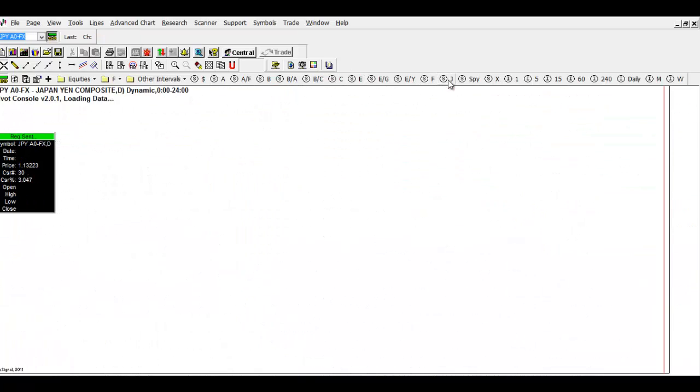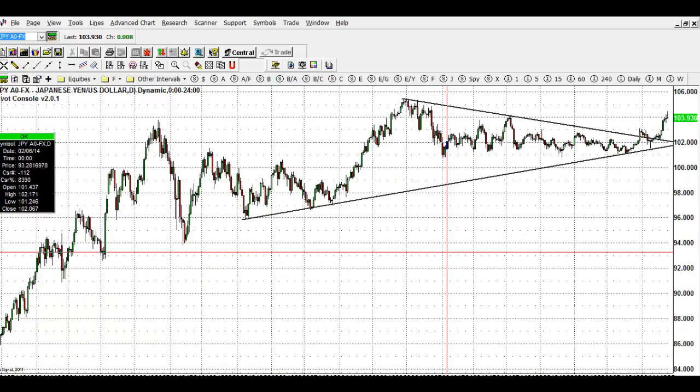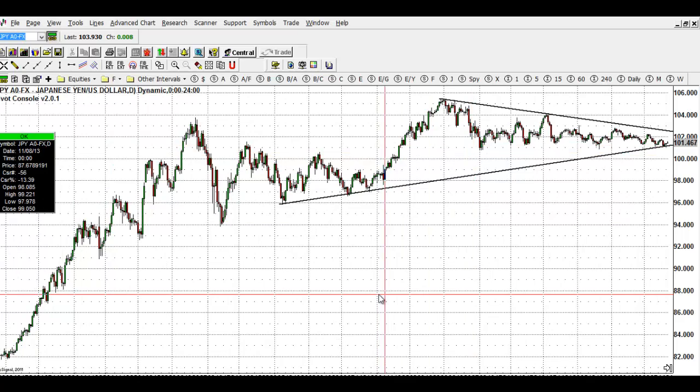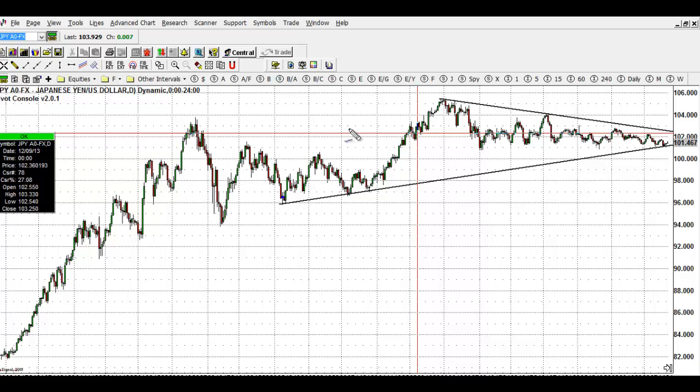Now another interesting chart is the Japanese yen. We see that the market was in a pretty long consolidation pattern that we can see here. This is a triangle. The market went into a triangle, and you can see that the price action became smaller and smaller and smaller.